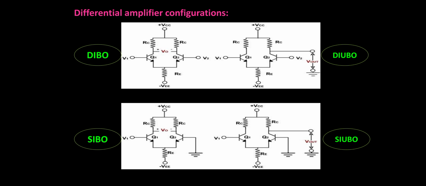Now let's see the last configuration of differential amplifier, that is single input unbalanced output. Single input means the input is applied to any one of the input terminals and the other input terminal is grounded, and unbalanced output means the output is taken from any one of the collector terminals. Here observe, the input is applied only at the Q1 transistor, that is V1, and the Q2 transistor input is grounded. At the collector of the Q2 transistor only we take the output; at the collector of the Q1 transistor we are not taking any output.